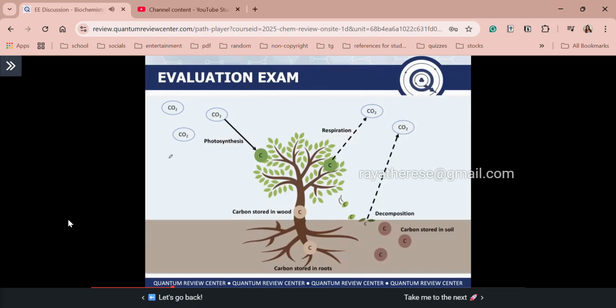So of course, class, we use it to build structural components like cellulose. And remember, cellulose is a glucose polysaccharide. So of course, here our answer again is letter D, carbon dioxide, for our number 5 question. Clear again, the dry mass of trees is mainly from carbon dioxide.